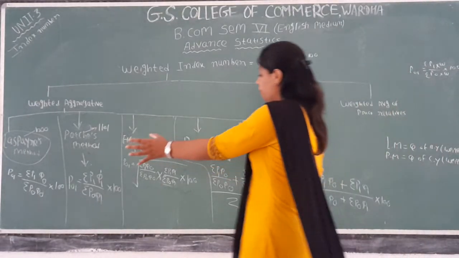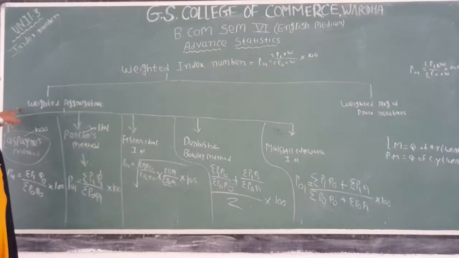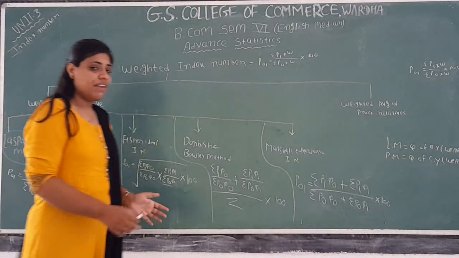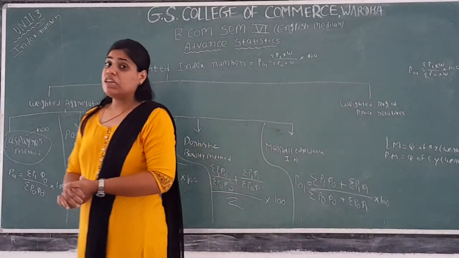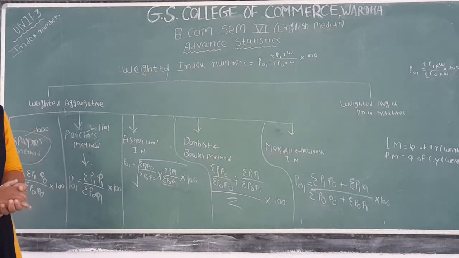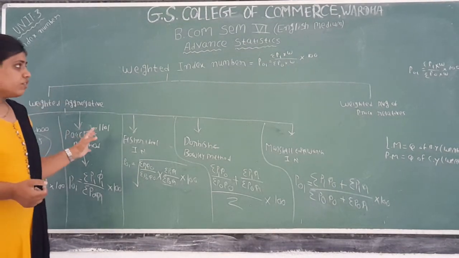Okay. So these are the different methods that we have to use for calculating weighted aggregative index number, and these are the tricks that we have discussed in order to understand and keep in mind the formulas. So go through this lecture, and in case you have any doubts, please ask me. From the next lecture we are going to deal with the numericals of this method.